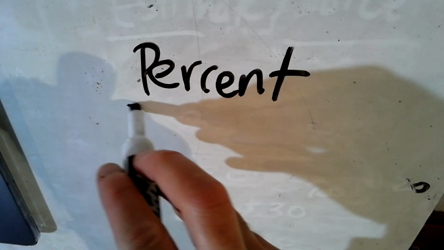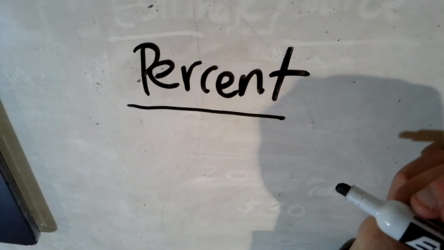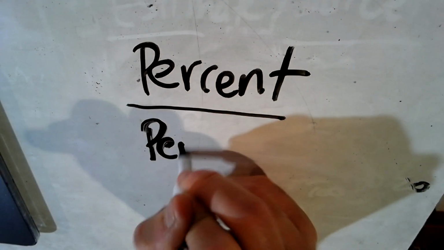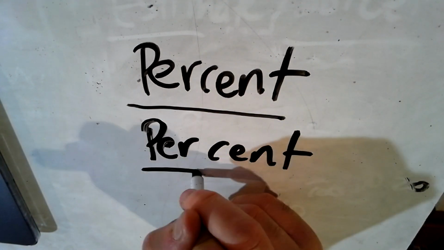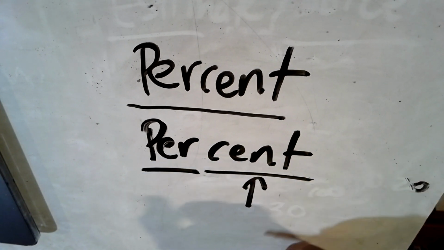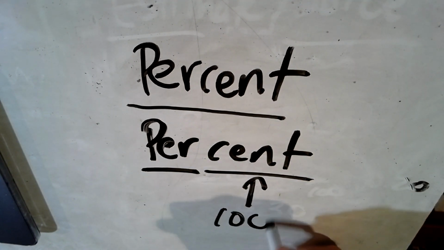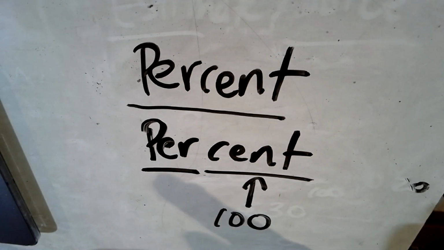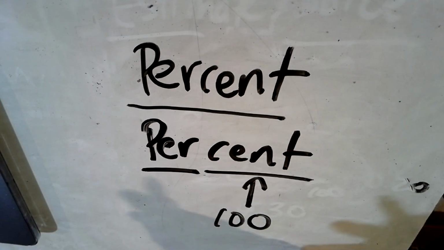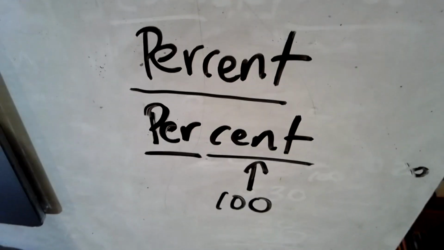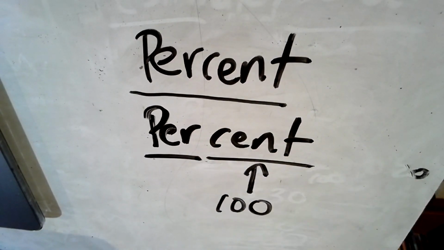Today we're going to talk about the word percent or percents. In the word percent, cent, like century, has to do with 100. There's 100 cents in a dollar. A century is 100 years. Cent has to do with 100. So percent means per 100.